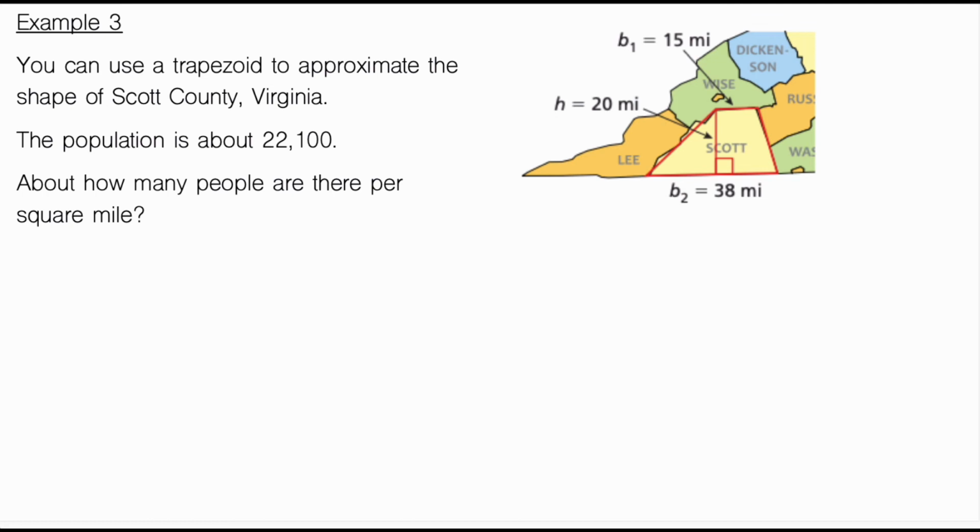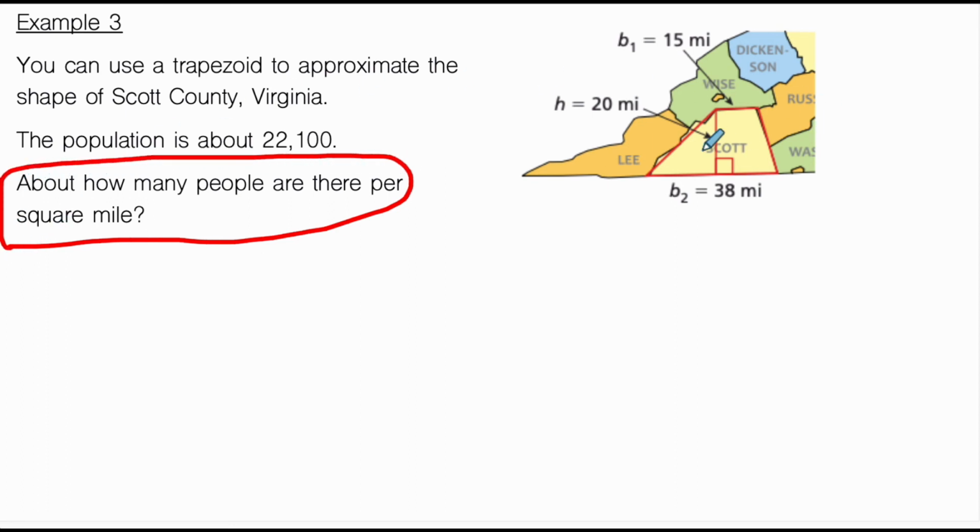So you can use the area of a trapezoid to help answer this question: how many people, and I'm getting this question from right here, how many people are there per square mile? That means if you could take Scott County and break it up into little tiny squares where each square is 1 mile in size, how many people are there in every square mile?